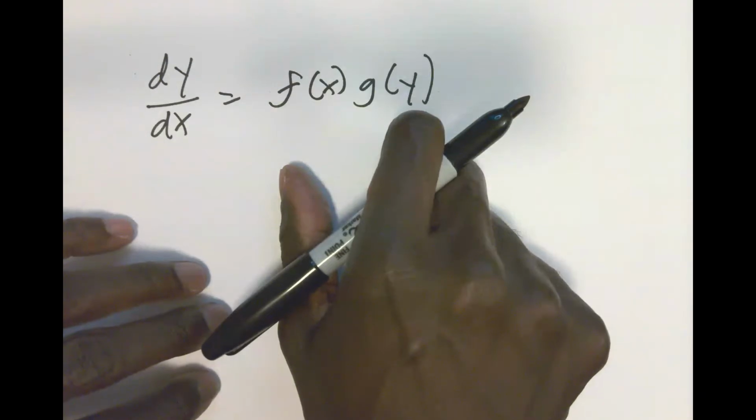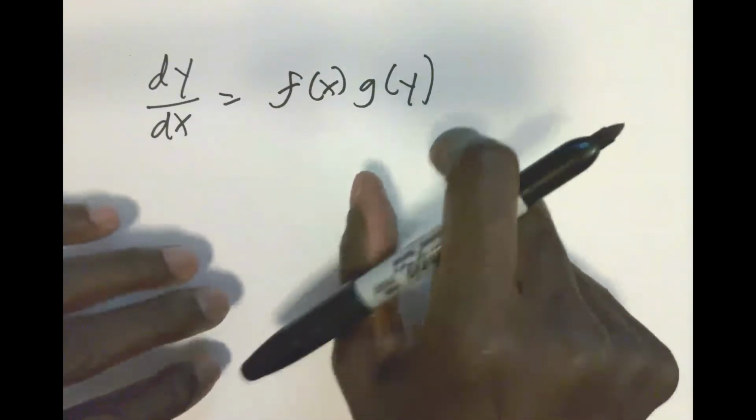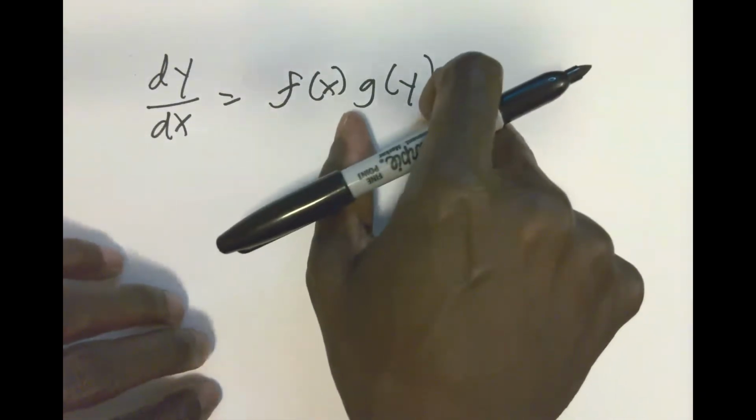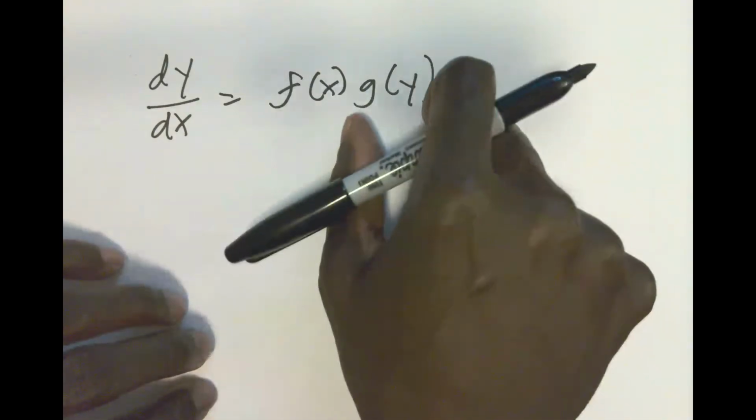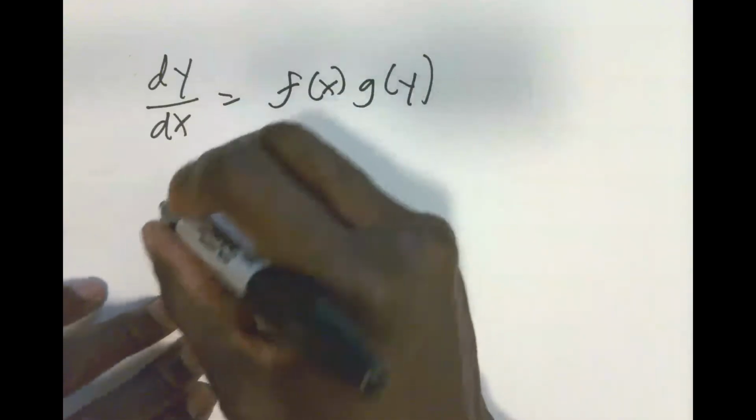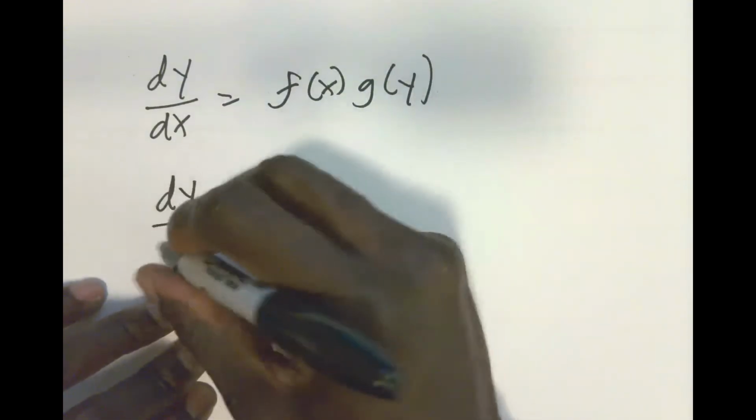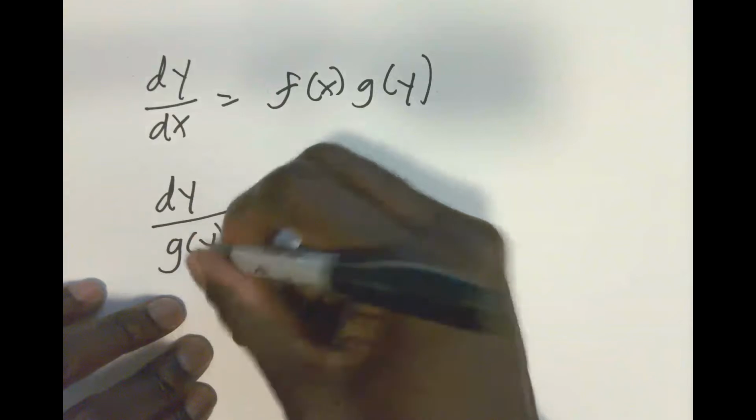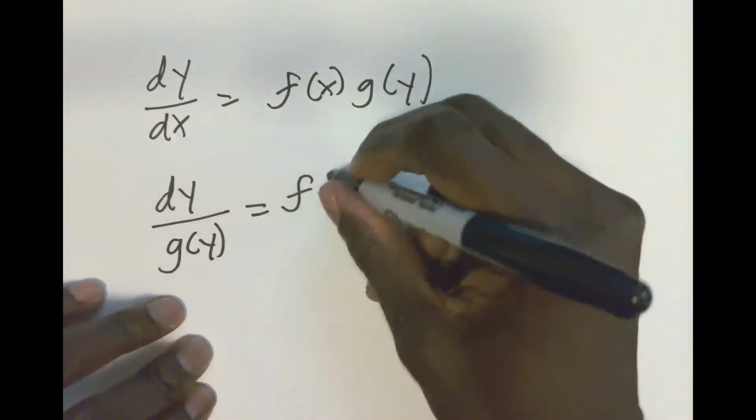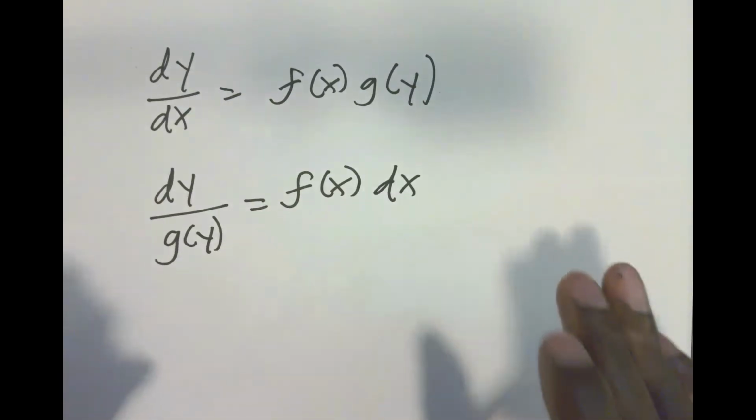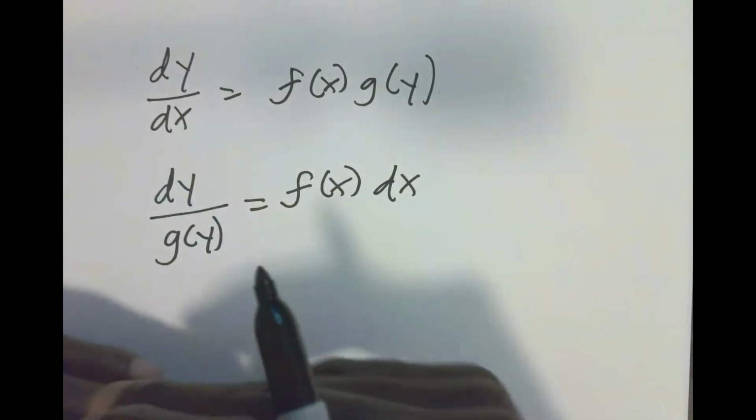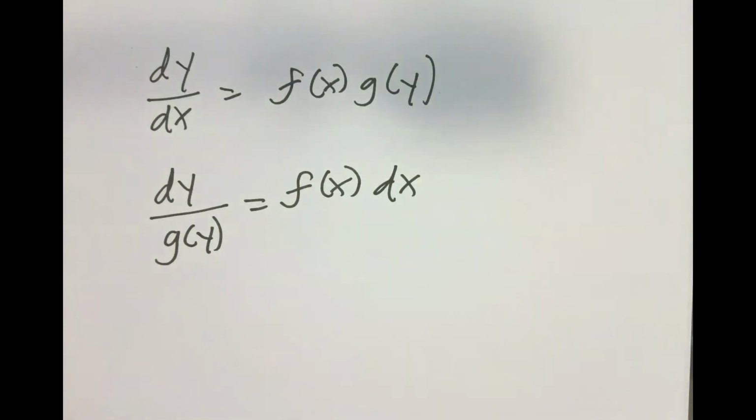We call it separable because algebraically we're able to separate these functions, since they're being multiplied, by simple division. If I divide, I can rewrite this as dy over g of y equals f of x times dx. And it's very neat the way the Leibniz notation really works smoothly with solving and manipulating differential equations.